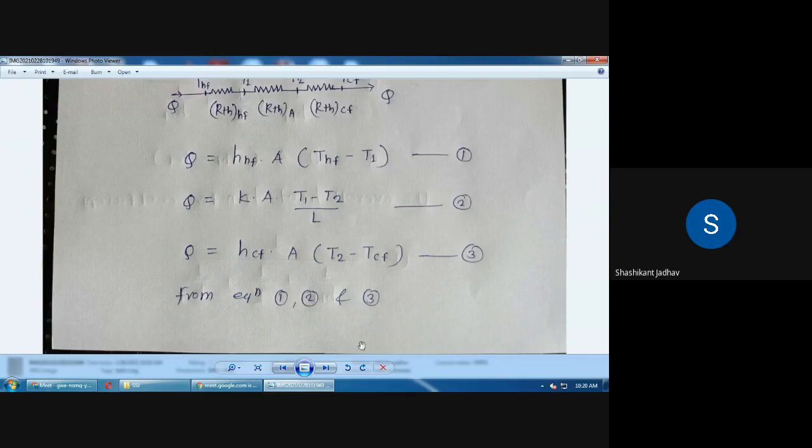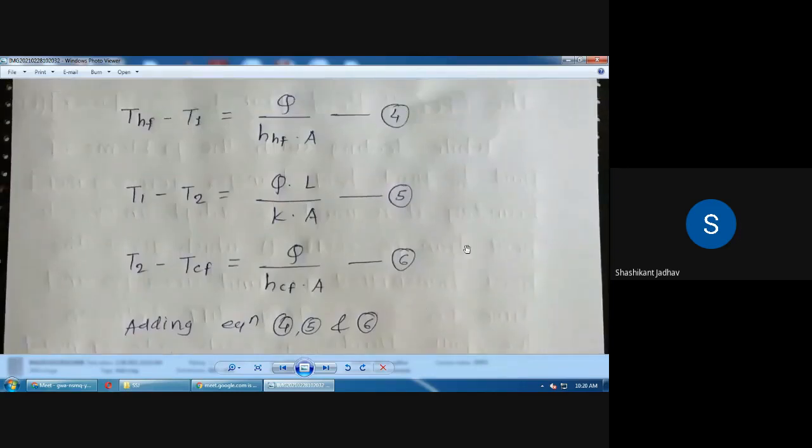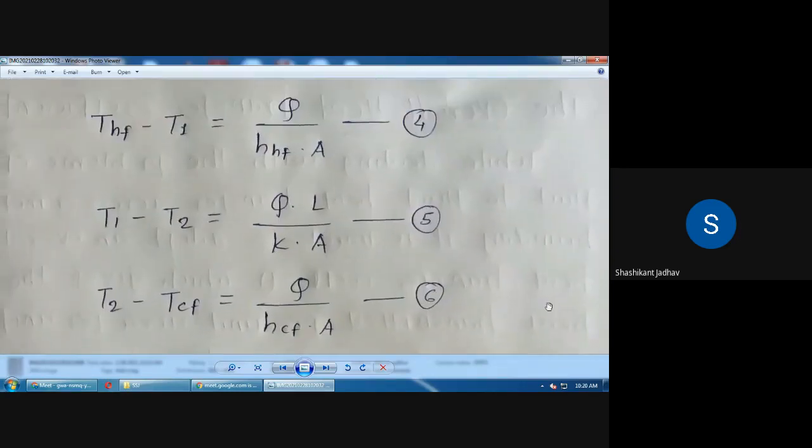From equations 1, 2 and 3, write down these three equations. THF minus T1 is equal to Q upon HHF into A, that is equation number 4. Then T1 minus T2 is equal to Q into L divided by K into A, that is equation number 5. And then T2 minus TCF is equal to Q upon HCF into area, and that is equation number 6.